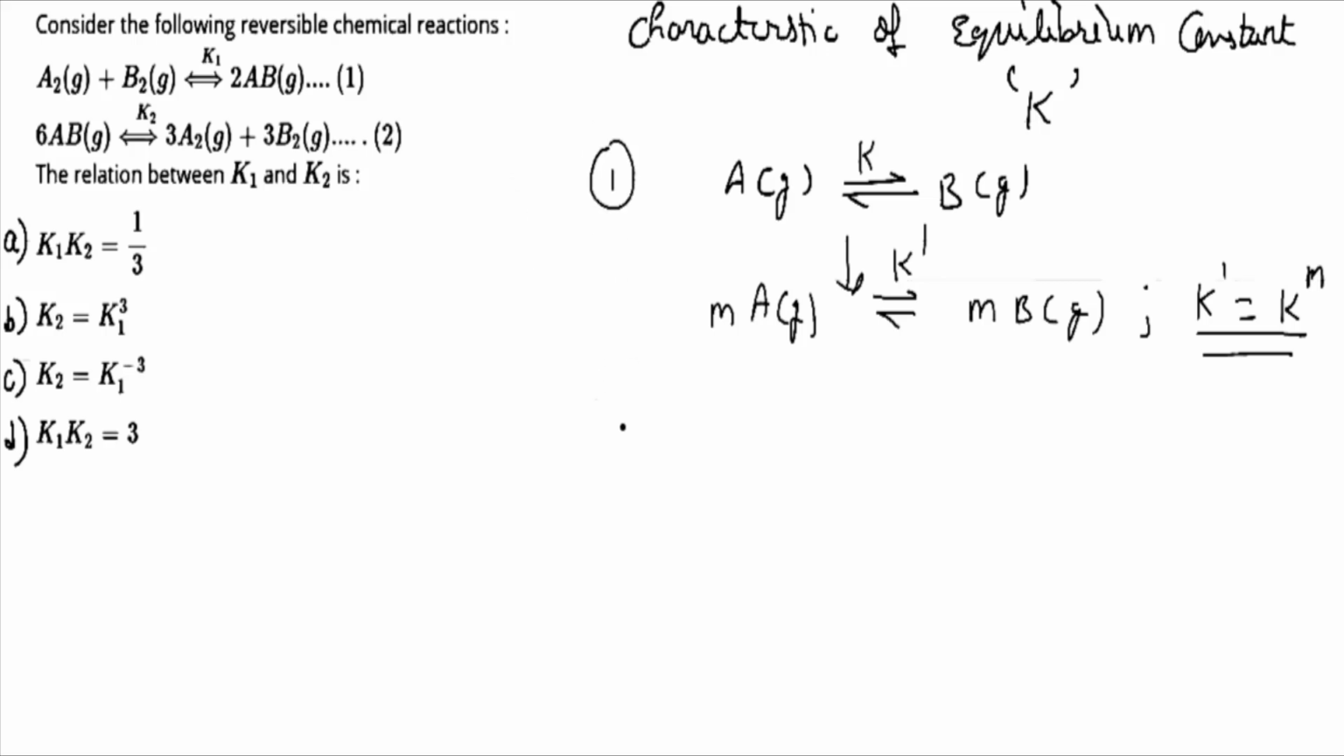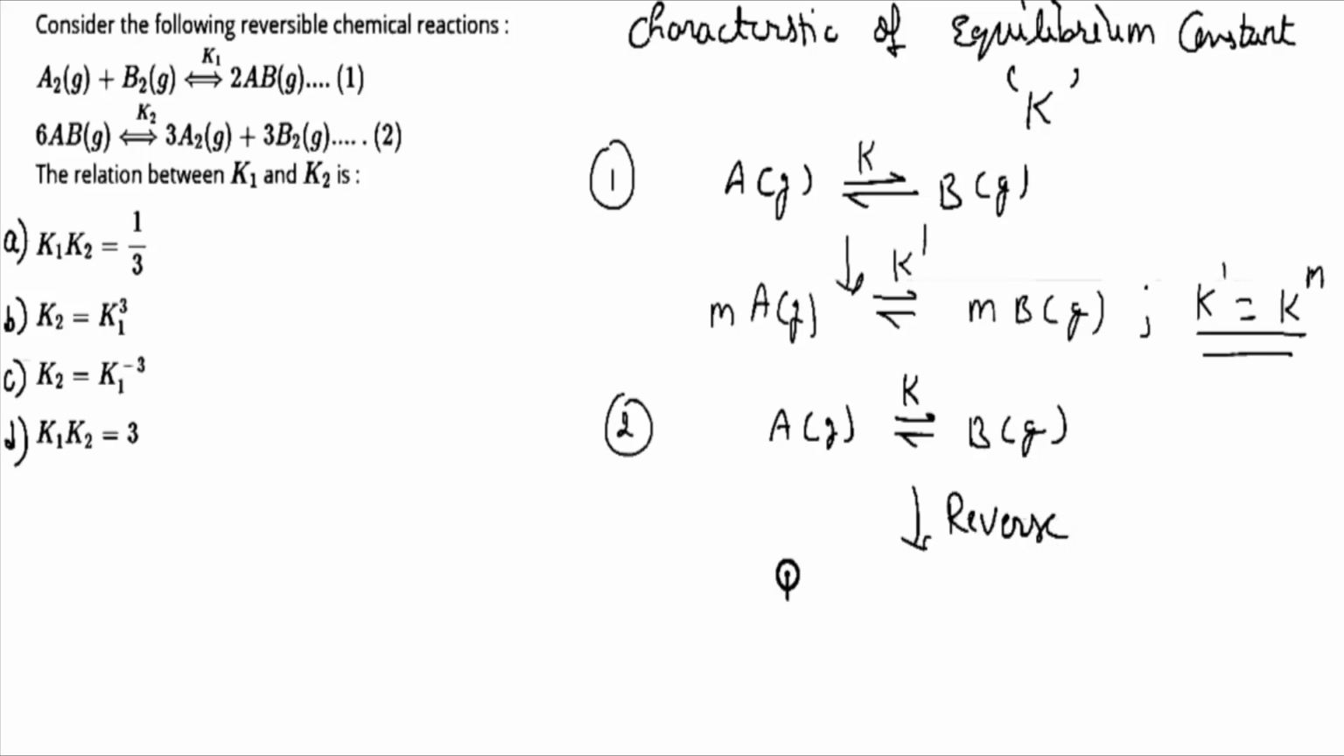Now the second characteristic of the equilibrium constant: suppose we have a reaction, A gas which is in equilibrium with B gas, with equilibrium constant K. If I reverse this reaction, it becomes B gas in equilibrium with A gas. The new equilibrium constant K dash is equal to 1 by K. So these are the properties of the equilibrium constant.